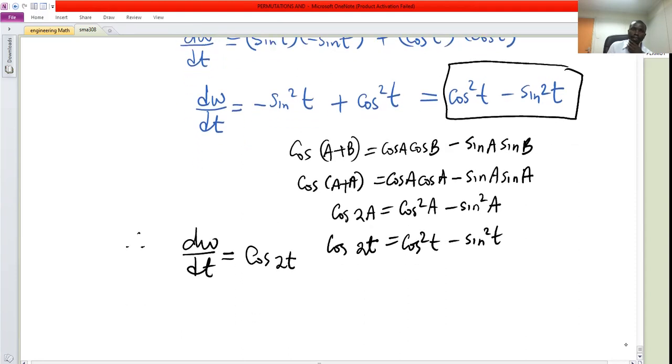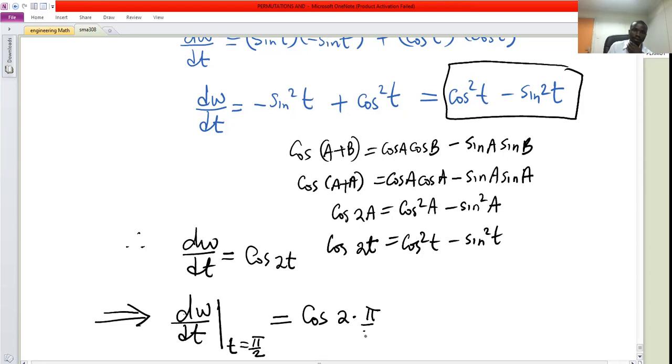So when we say to find dw/dt at the point where t equals pi over 2, it's the same as saying cosine of 2 times pi over 2, which is the same as cosine of pi, and cosine of pi is -1. So the answer to that problem becomes -1.